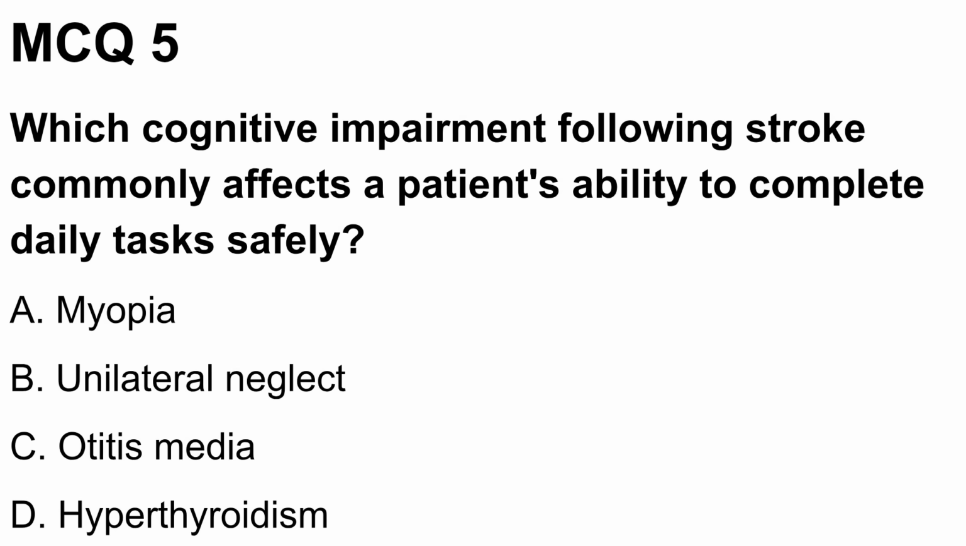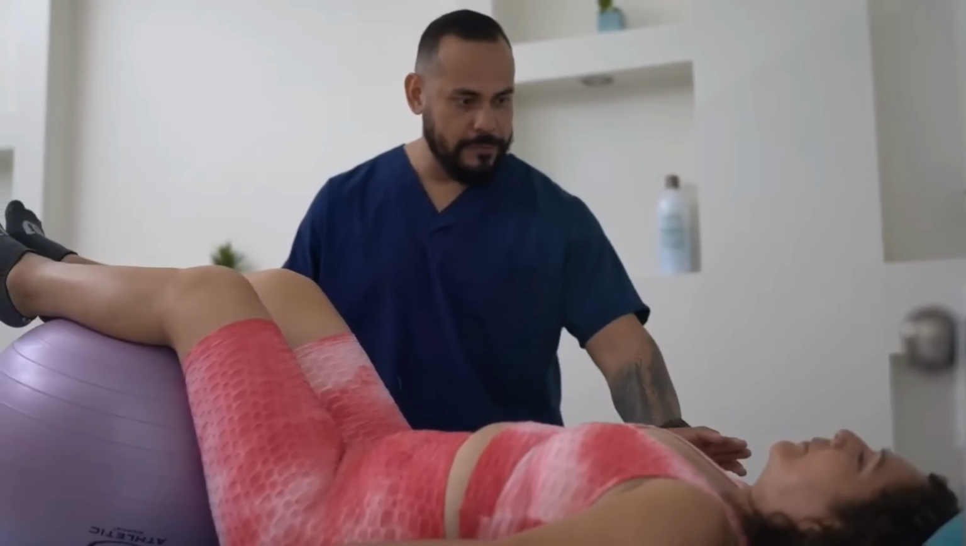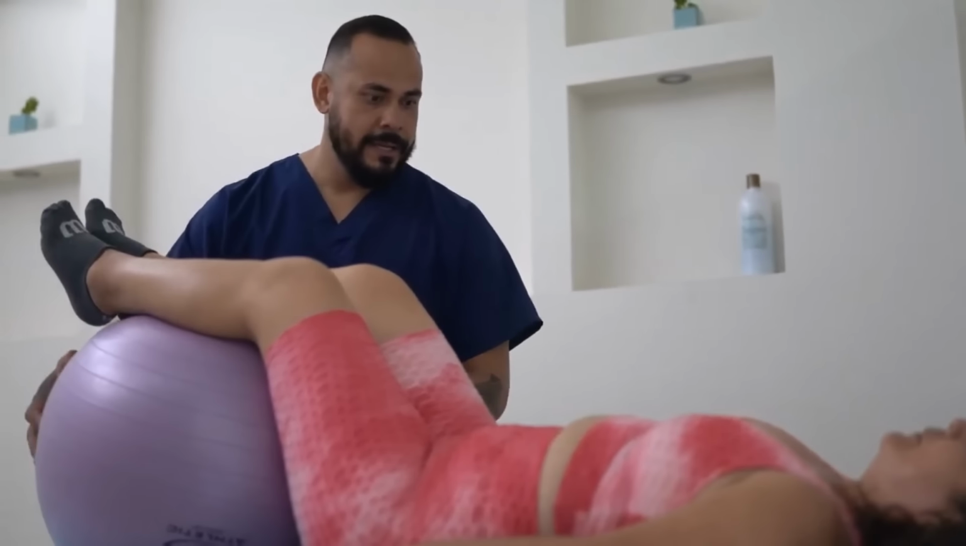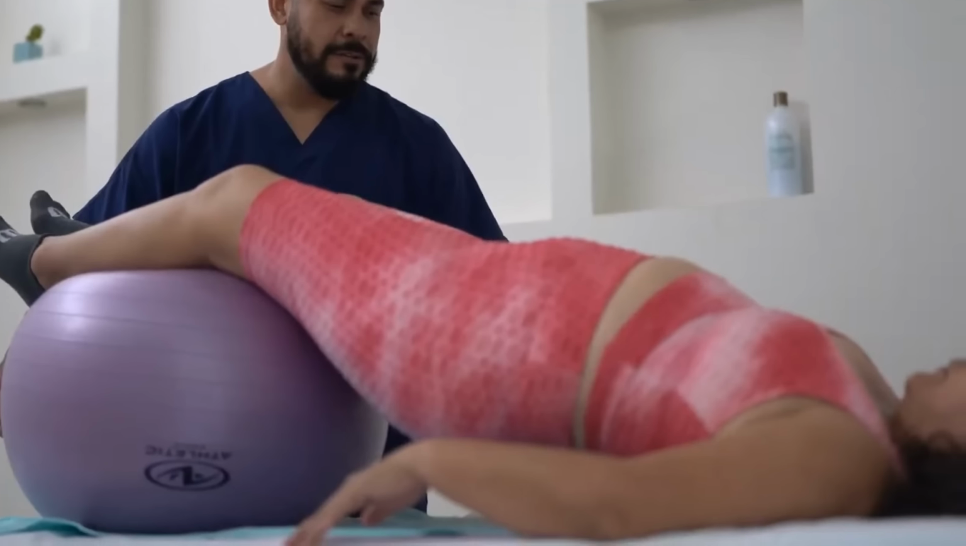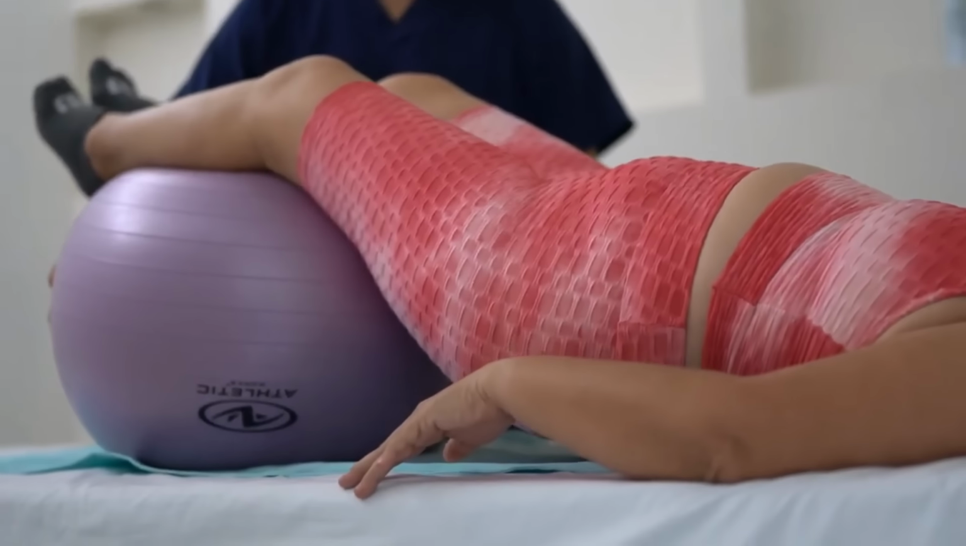MCQ 5. Which cognitive impairment following stroke commonly affects a patient's ability to complete daily tasks safely? A. Myopia. B. Unilateral neglect. C. Otitis media. D. Hyperthyroidism. Answer: B. Unilateral neglect. Explanation: unilateral spatial neglect, particularly after right hemispheric stroke, affects awareness of one side of the body or environment and significantly impacts functional performance.